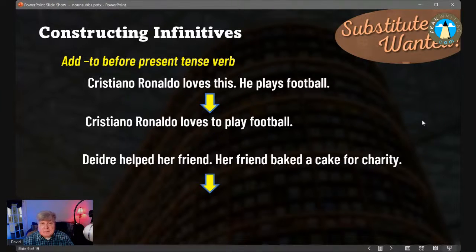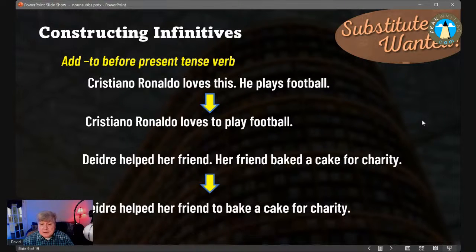Let's look at another example. Deidre helped her friend baked a cake. Deidre helped her friend to bake a cake. We simply took the word baked, we changed it to the present simple, bake, and put a to in front of it, and we've got our infinitive phrase that serves as the indirect object of the verb helped.